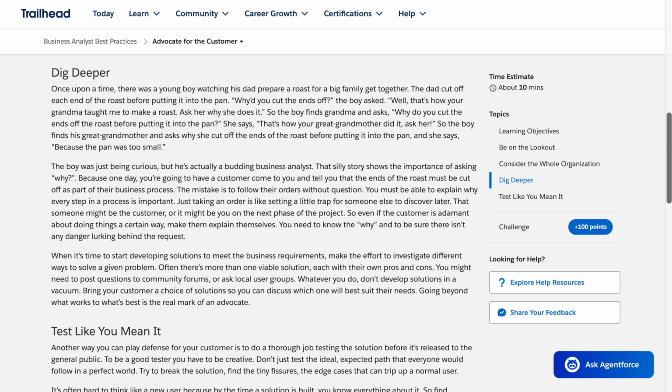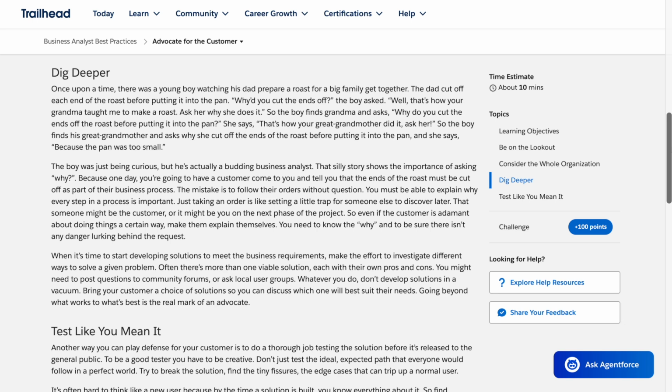So the boy finds grandma and asks, "Why do you cut the ends off the roast before putting it into the pan?" She says, "That's how your great-grandmother did it. Ask her." So the boy finds his great-grandmother and asks why she cut off the ends of the roast before putting it into the pan, and she says, "Because the pan was too small." The boy was just being curious, but he's actually a budding business analyst. That silly story shows the importance of asking why.